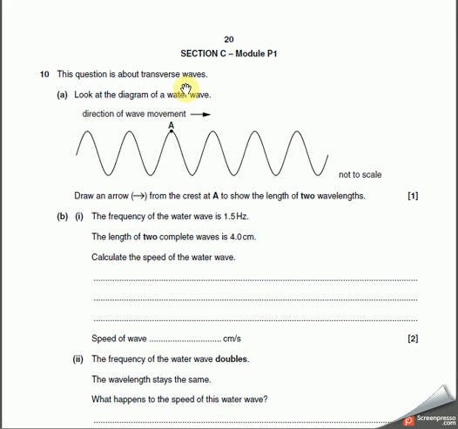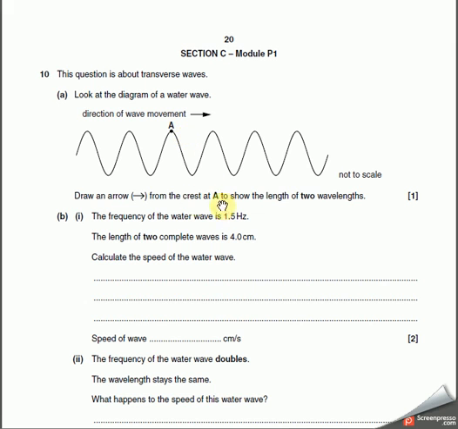Right, this question is about transverse waves. Okay, you can see that being a transverse wave. Look at the diagram of water wave, direction of wave, draw an arrow like that from the crest of point A to show two wavelengths. Guys, that's going to be one wavelength, isn't it? And that's going to be the second wavelength. So you draw a line from A going over two waves. Okay, so it's the line from A going over to there.